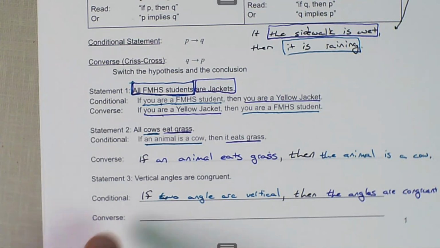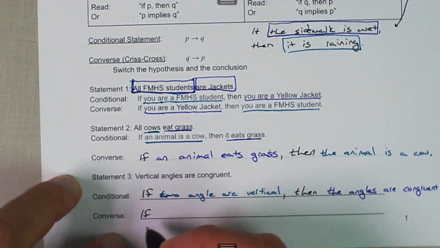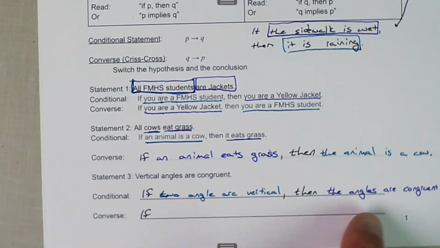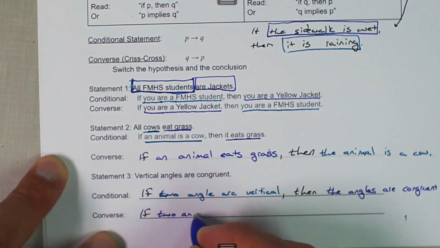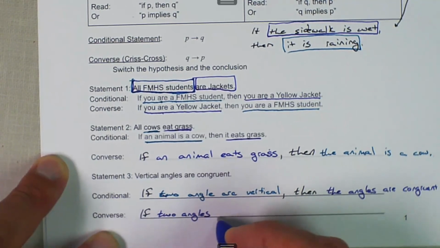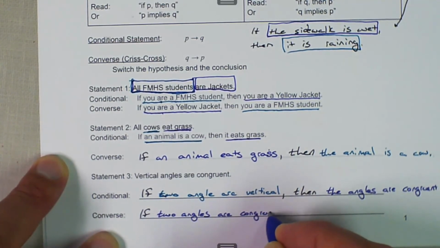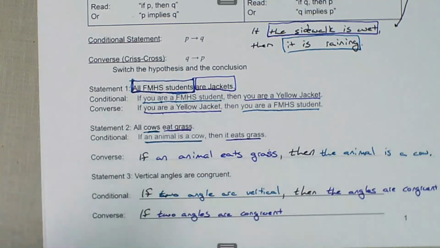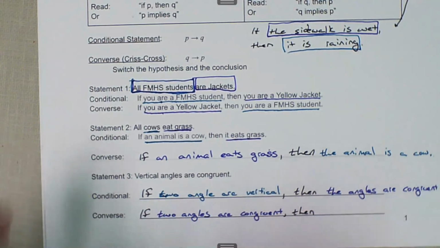And then if we're going to switch that or do the converse, we're still going to say if first. So if the angles are congruent, then the angles are vertical.